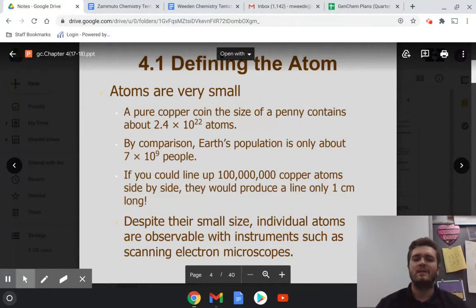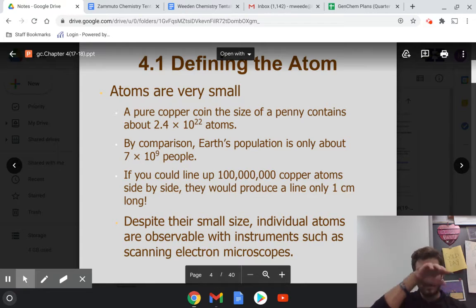If we were to compare that to Earth's population, there's a big difference. I mean, we're talking about a 13 exponential difference. So you're adding 13 more zeros to that 2.4 times 10 to the 22 than you would to 7 billion. All right, so Earth's population is around 7 billion, but what we see is that there's a huge difference.